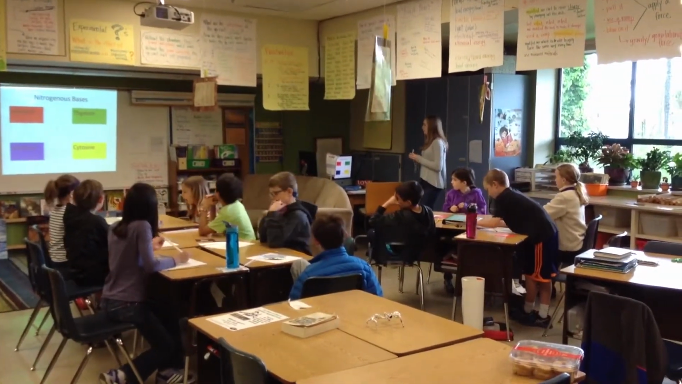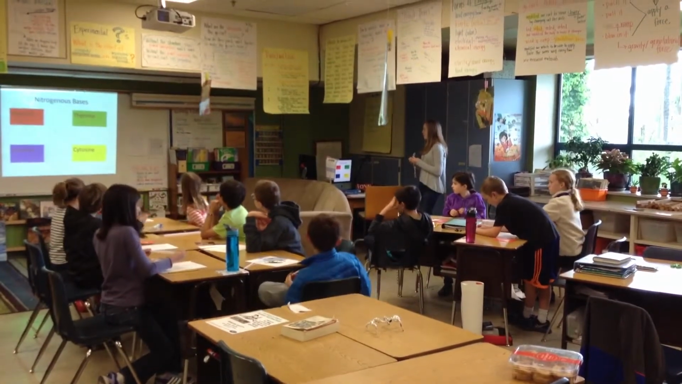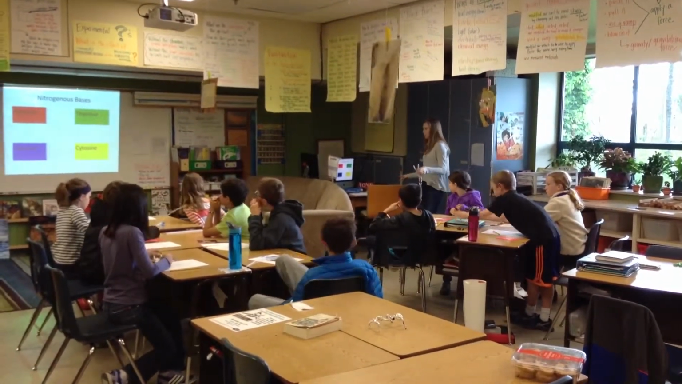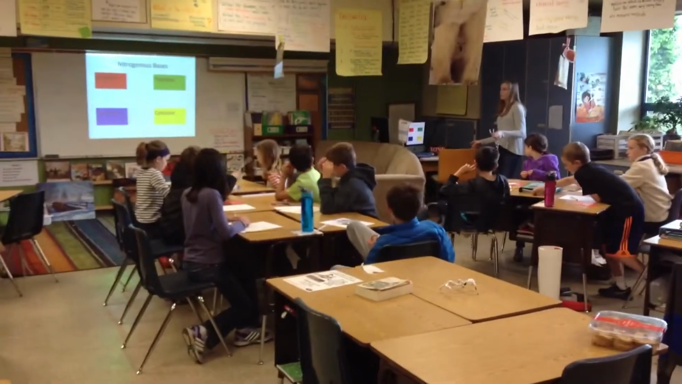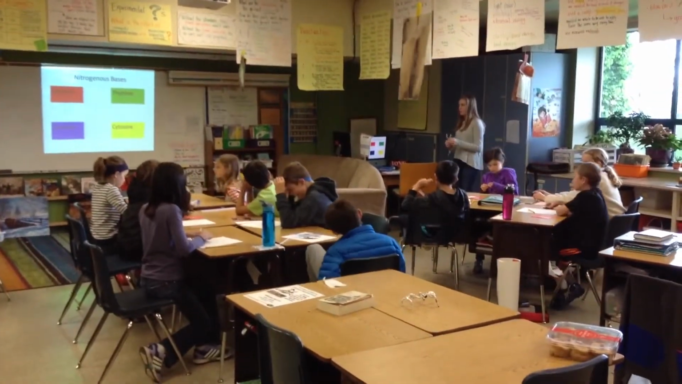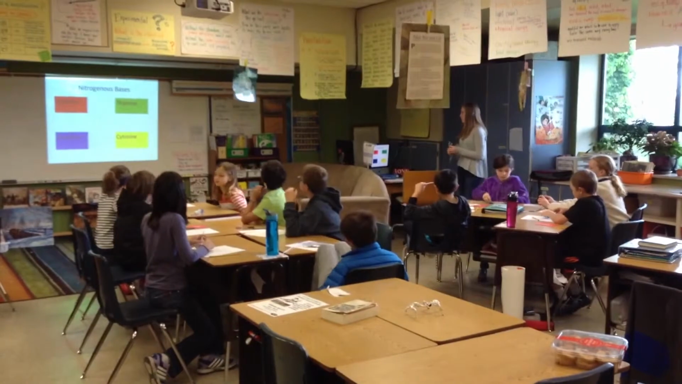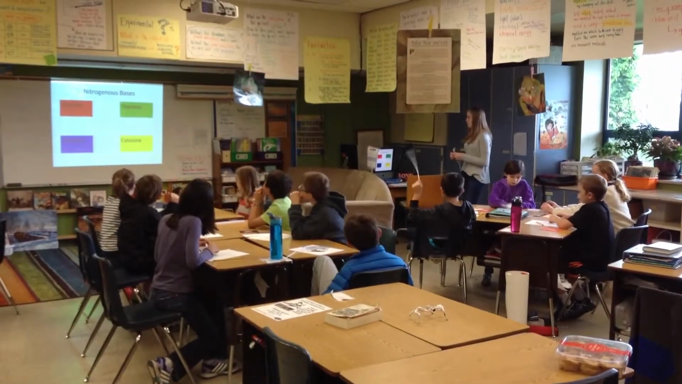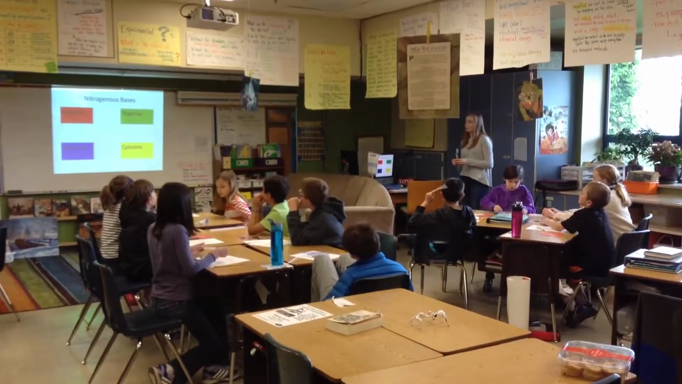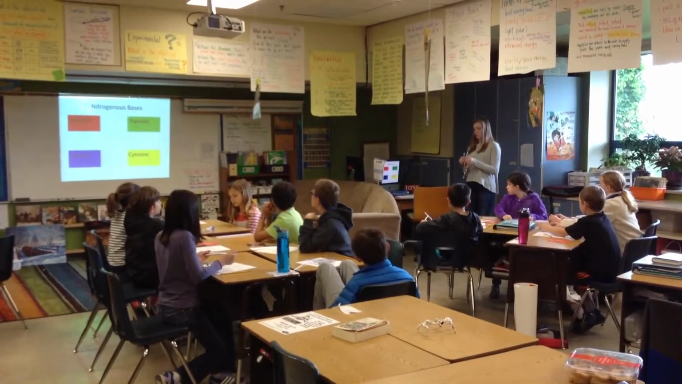And adenine pairs with thymine. So these are the base pairing rules. Adenine and thymine pair together. So you're always going to have a red next to a green. And then guanine pairs to cytosine. So you're always going to have yellow and blue together. So those are the pairs.